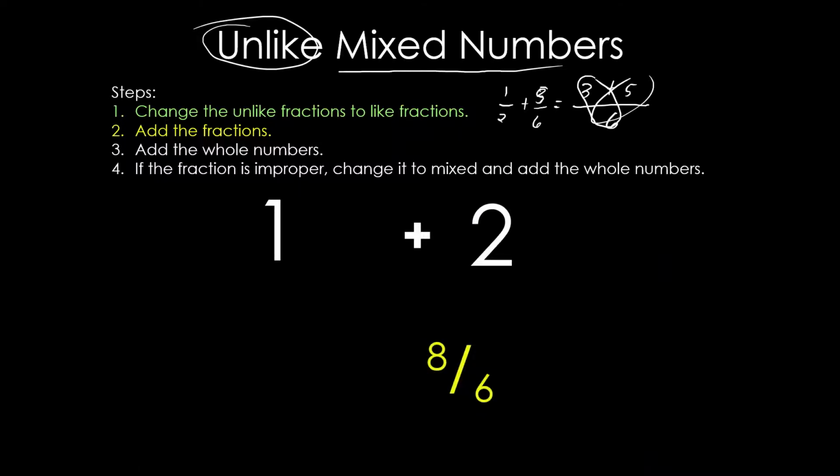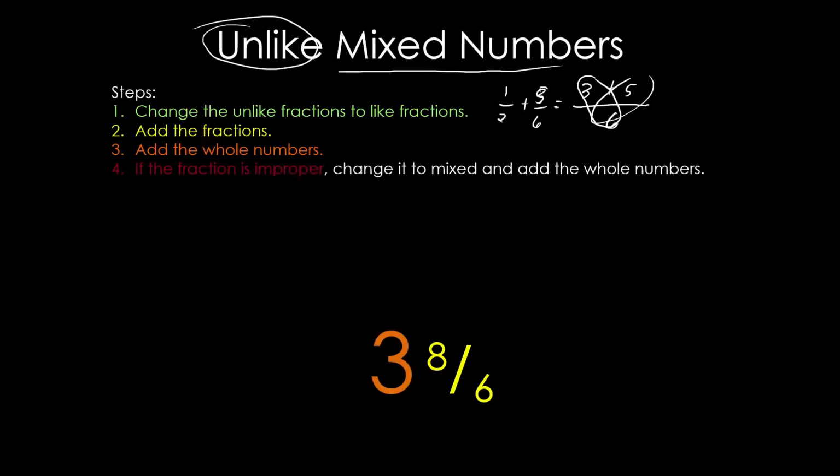8/6. And then, i-add lang natin yung whole numbers natin. Ang whole numbers natin ay 1 and 2. So, 1 plus 2, it will give us 3. So, our answer is 3 and 8/6. If the fraction is improper, change it to mix and add the whole number. So, since nakita nyo yung fraction part natin ay 8/6, and 8/6 is what? Improper fraction. So, we can change 8/6 into mixed number.